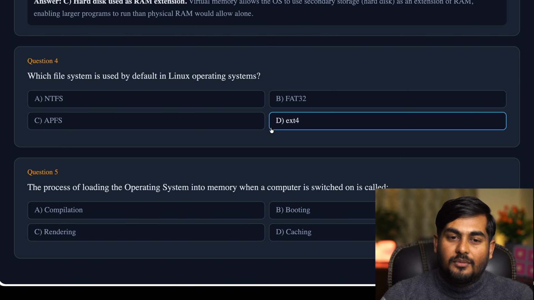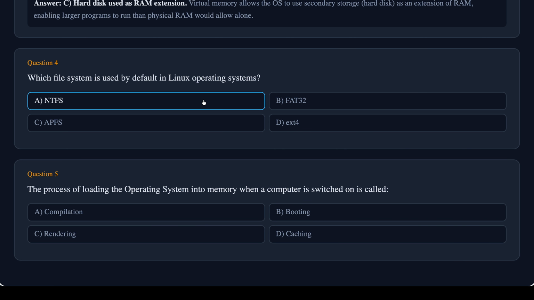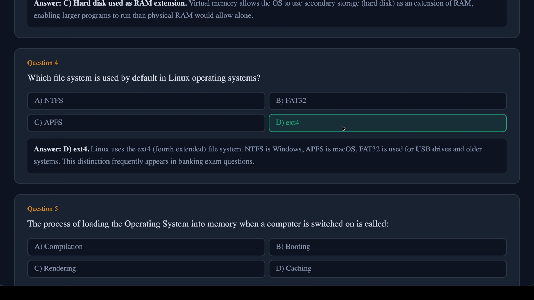Then question number 4 comes, which file system is used by default in Linux operating system? Option A is NTFS. As we know, NTFS is used in Windows operating system, so this is not an option. Option B is FAT32, which is also the file system usually for removable devices or removable disks like pen drive and all this, so this is not a correct option. Option C is APFS, that is Apple file system, which is also not used in the Linux operating system. That's why option D is ext4, that is used in a Linux operating system. So the correct answer is option D, ext4. Linux uses the ext4 or fourth extended file system.